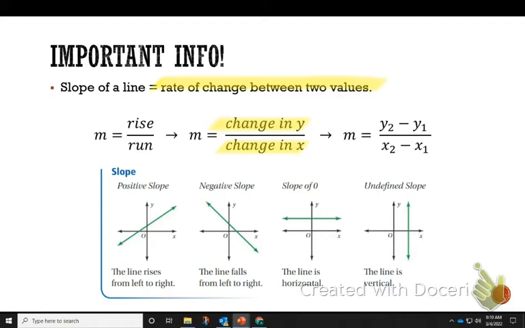And then also, when I'm dealing with ordered pairs, I want you to circle this formula. I want you to star it.